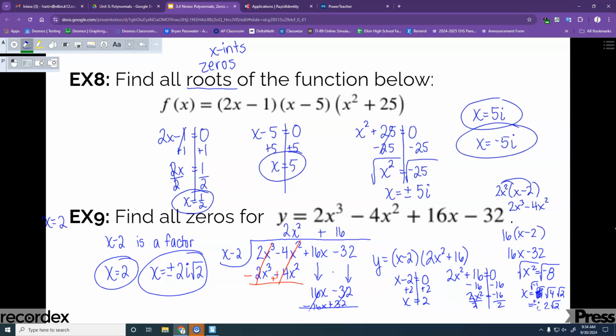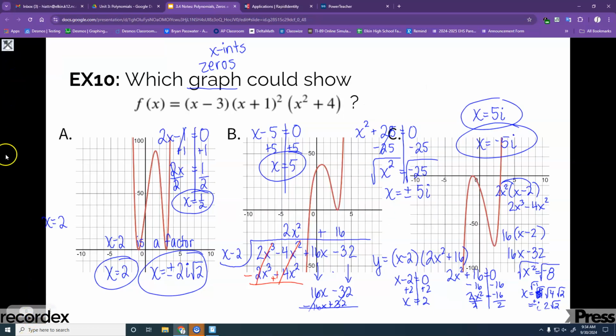So if you see one that's asking you to do zeros and it's not factored, graph it in Desmos first to find your real zeros because it probably has at least one real zero. Then, if it's got imaginaries, you are going to have to do long division on that. Okay. Questions? All right. I think we got one more here.